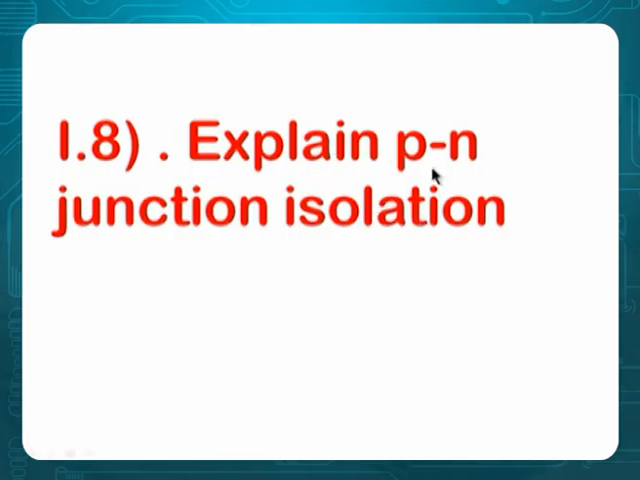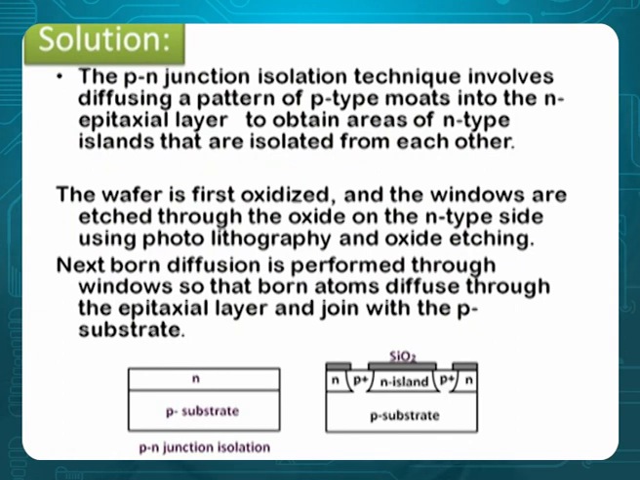Question number 8. Explain p-n junction used as isolation. Actually, a p-n junction has ions, because after the recombination ions form. Because ions form, a junction is developed. When the junction is developed, we call it an isolation technique. It doesn't allow carriers to flow. That's why the isolation is acting. So the wafer is first oxidized and the windows are etched, and finally using photolithography technique, isolation is developed.